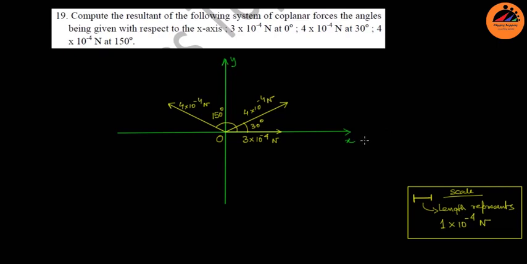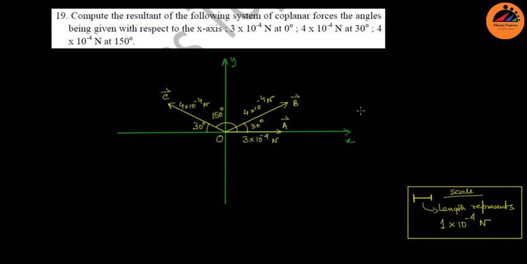Now we need to get the resultant of these three vectors. The best way to do it is to take the components. If this is 150 degrees, geometrically this is 30 degrees, or you can directly use 150 degrees, that is all the same. Let's name the vectors. Suppose this is vector A, this is vector B, and this is vector C.